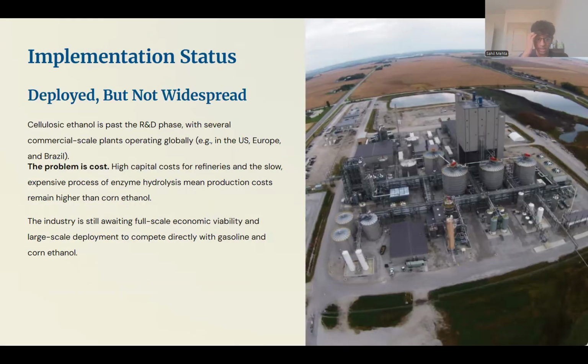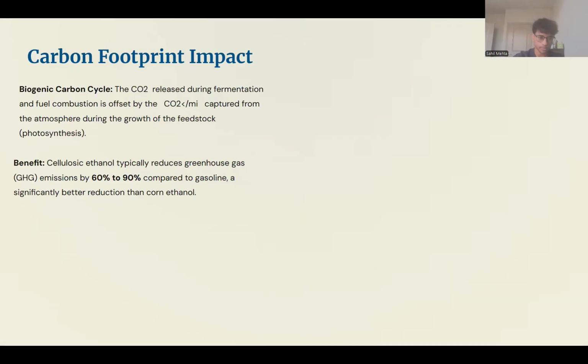So how we can implement this: this biofuel, cellulosic ethanol, is past the research and development phase, and they actually have several large scale operations throughout the globe. However, the main problem is that it's a very high cost to process the biofuel. While growing it is not very expensive and low maintenance, the processing of this biofuel is still very expensive, and therefore it's not as popular as it could be due to the high cost of refineries and stuff like that.